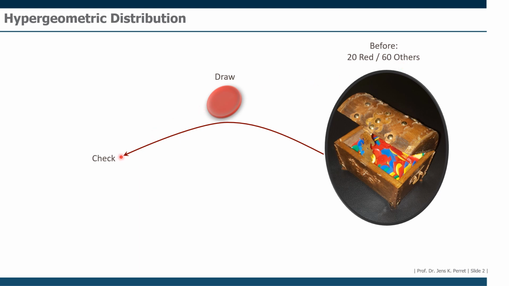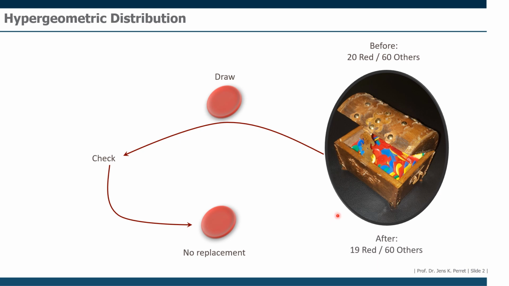And once we checked this chip, we do not replace it in the box. So we keep this outside the box. So in other words, the distribution inside the box did change. In this case, I draw a red chip. So the distribution after the draw is that in the box there are only 19 red chips remaining and 60 of a different color. So the overall probability of drawing another red chip has changed.